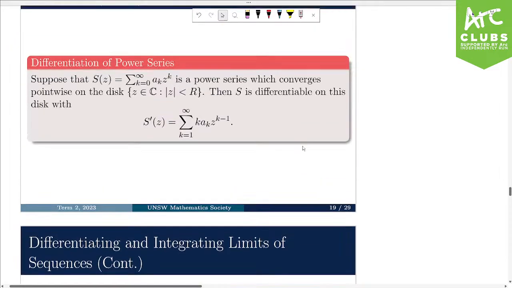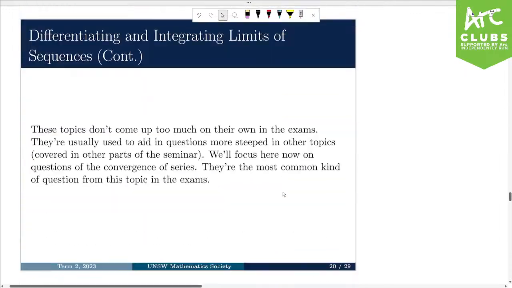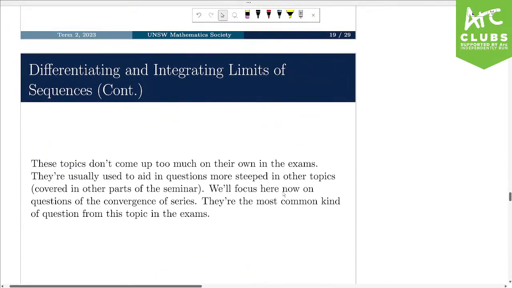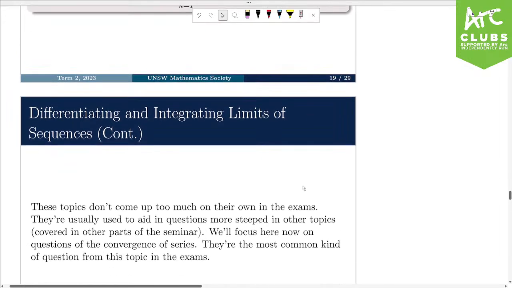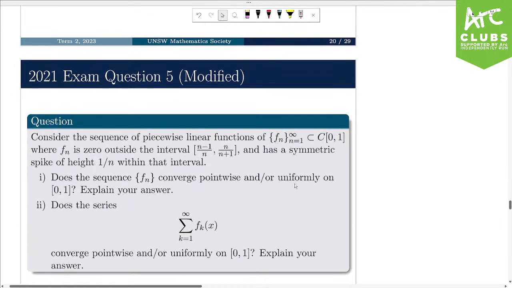Okay, so these last three theorems aren't tested by themselves much, so we won't do an example on those. Our last example for this topic is more like a typical exam question for this topic.